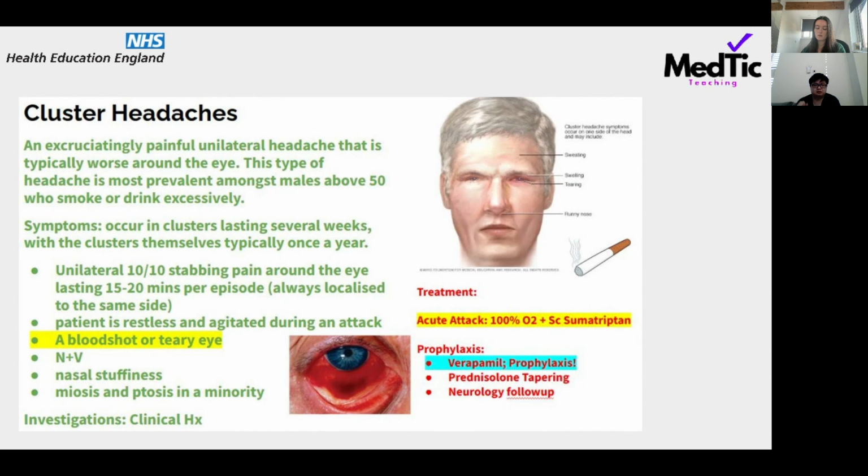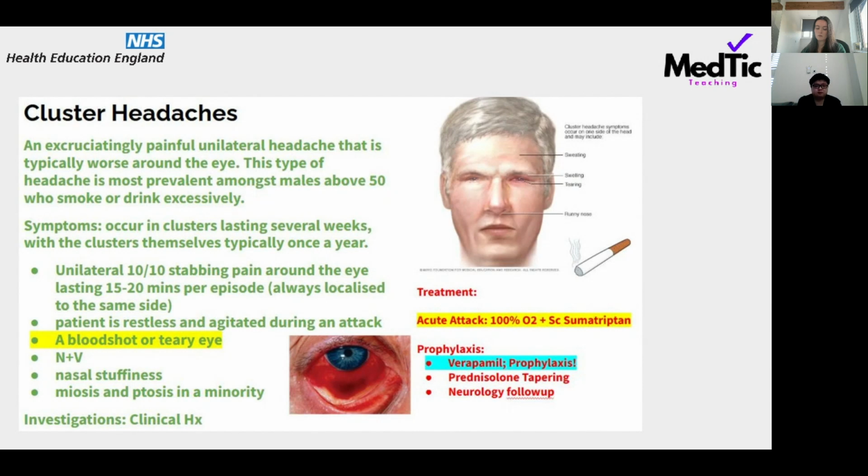And clusters can occur several times in a week, and they can appear a lot of the time once a year as well. They can go away by themselves for an extended period of time before they come back all of a sudden. So it's a hit or miss diagnosis at the same time. Patients who describe cluster headaches tend to describe it as a very significant stabbing pain around the eye, and they can get quite restless and agitated due to the excruciating pain.